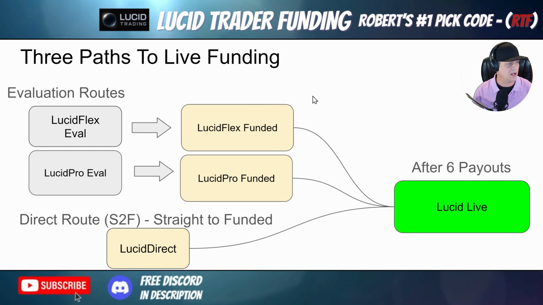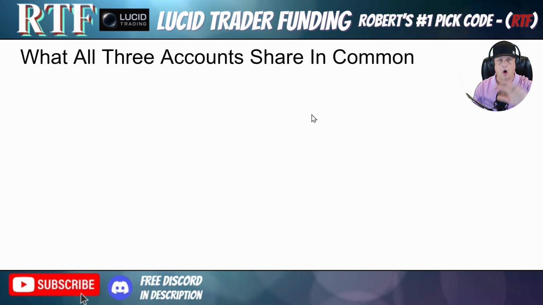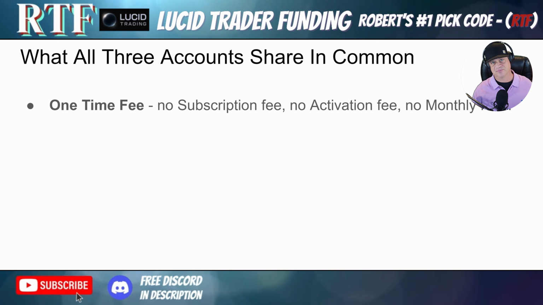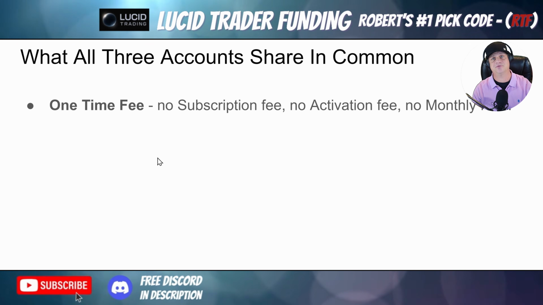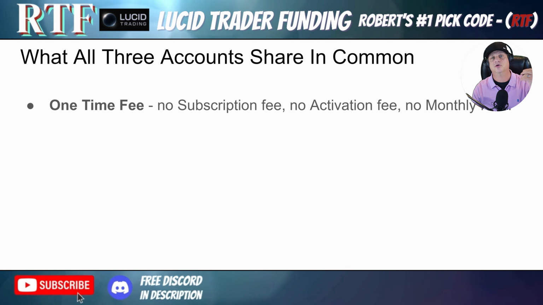So before we talk about the differences in these accounts, let's talk about the things that are the same. What all three of these accounts share in common, right? All three accounts have a one-time fee. So you pay one fee. There's no subscription fee. There's no activation fee. There's no monthly fees. You don't pay for data feeds or anything in these accounts. You just pay once. Whatever the price is on the website, that's the price you pay. And you don't pay again until you either pass your evaluation and you get to the payout stage, or you blow up the account. Those are the only two options.